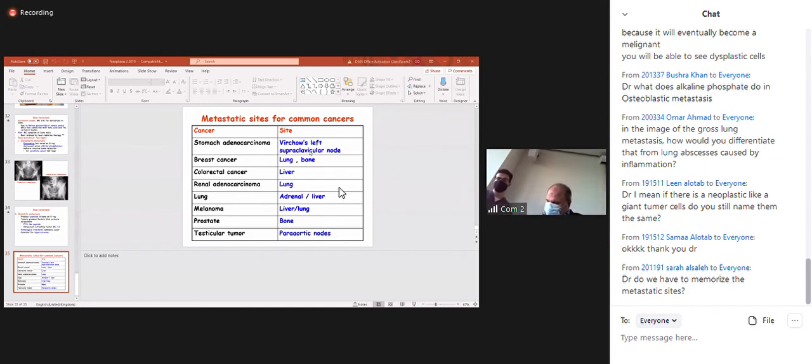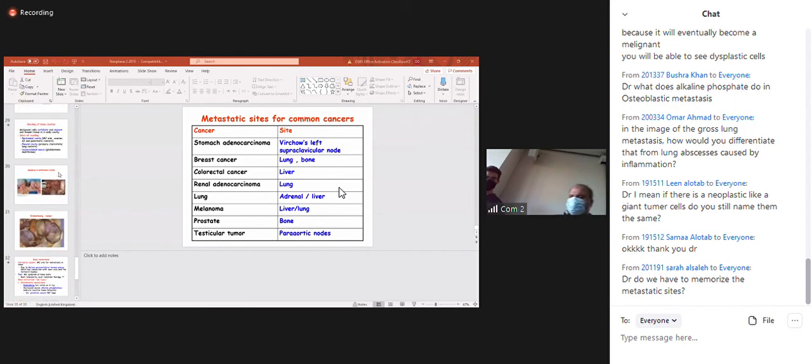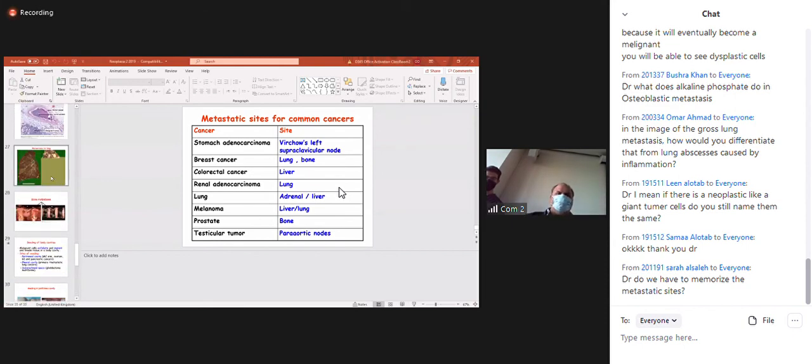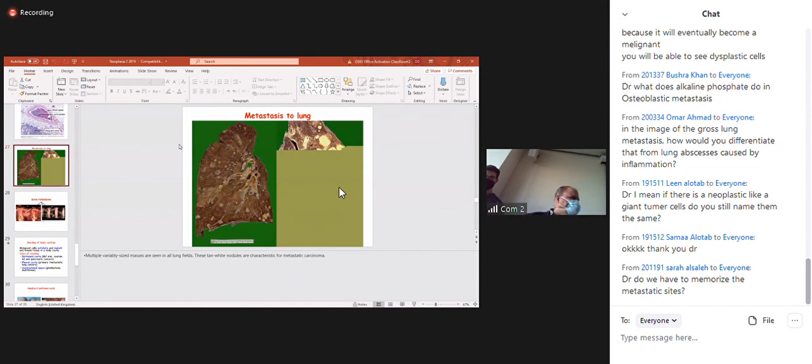Doctor, what does alkaline phosphatase do in osteoblastic metastasis? It does nothing. It's simply an indication for you that there is increased activity of the osteoblast, which goes with the radiodense foci that you were able to catch by X-ray. Putting the two together is going to give you a good idea about what's happening to this patient.